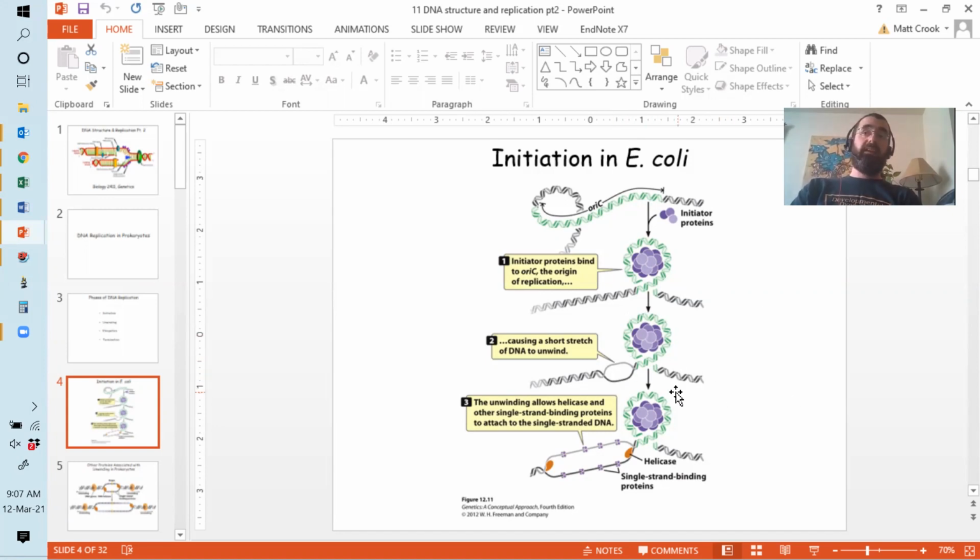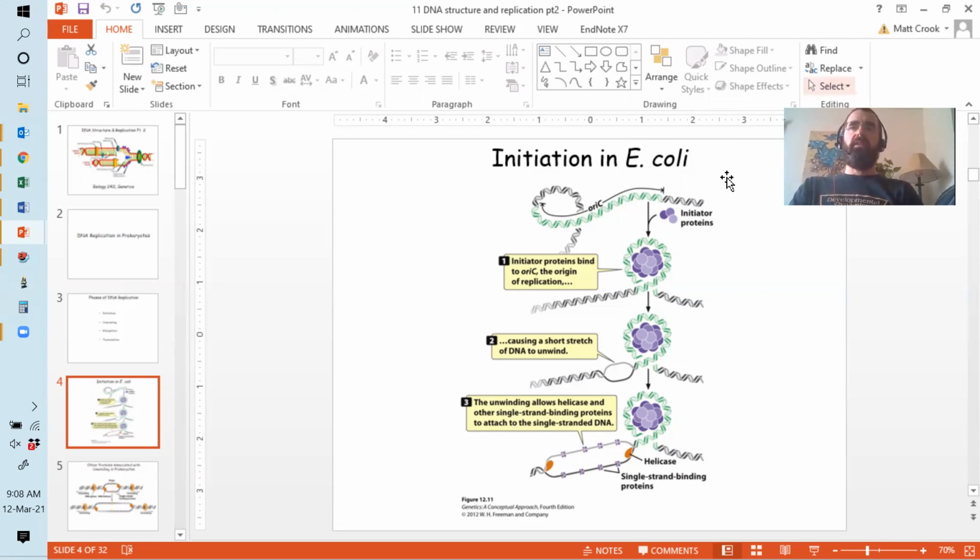And so next comes what are called single-stranded binding proteins, which, you probably guessed it, bind to the single-stranded DNA. This is what we need for DNA replication. You can't copy something if you can't see it. And so these hold the two strands apart. They stop it from just going back together again. And they hold it apart long enough for the DNA replication machinery to get in there.